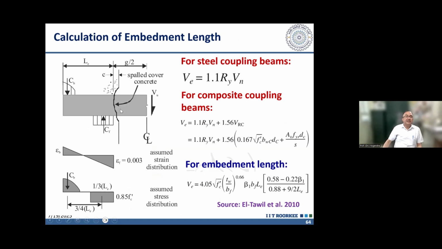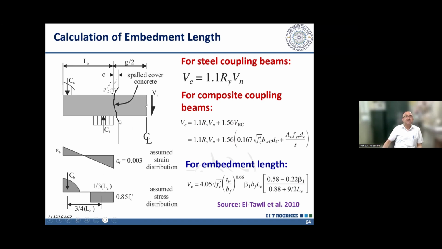Now, the embedment length of the steel coupling beam into the shear wall is the crucial issue. It can be assumed that there is a point of contraflexion in the middle of this coupling beam, because it will be bending in double curvature, with whatever its shear capacity is. This VU is the shear capacity of the steel coupling beam, so that much shear force will develop here. Due to that, there will be bending occurring inside the shear wall, and due to this bending, a rotation will occur about some point here, and the strain will vary like this in a straight line fashion.